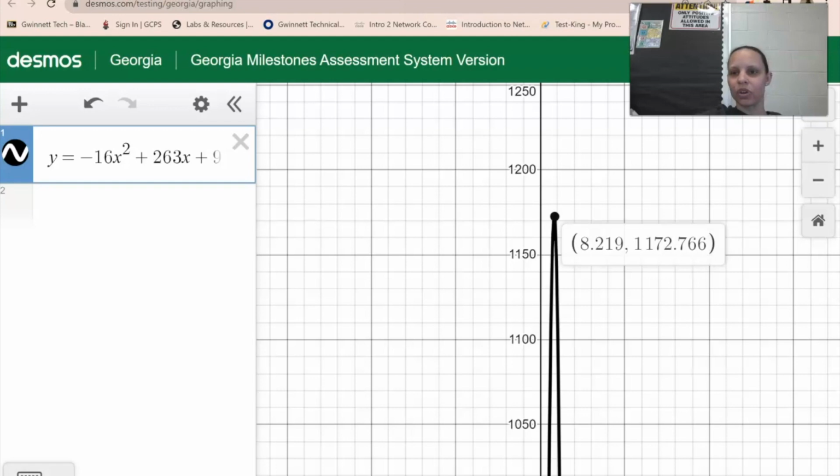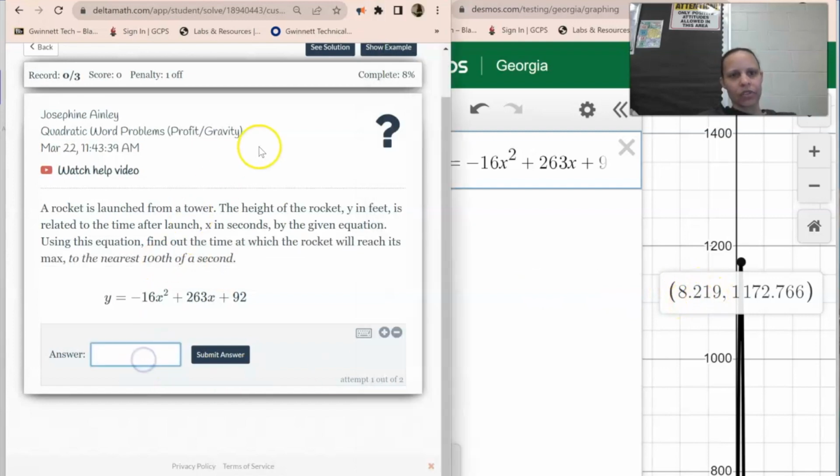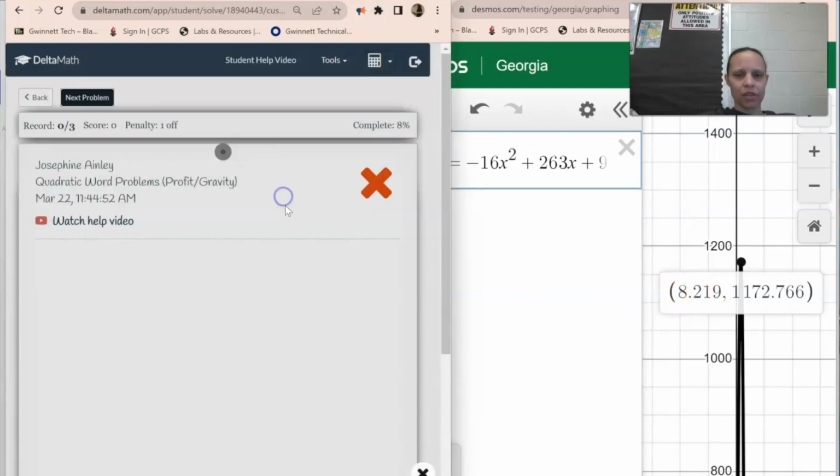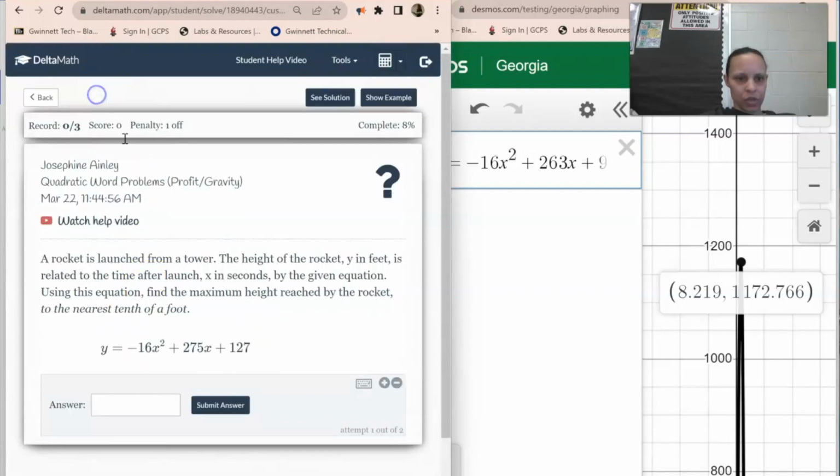And the question is going to vary each time. Okay, so just make sure that you're actually reading the question. So mine is asking what time does it reach the max? So time is 8.219 to the nearest 100. So it's going to be 8.22. Okay, so I'm going to get this one wrong actually because I want to see, so 8.22 is right. I want to see what the other question would be.